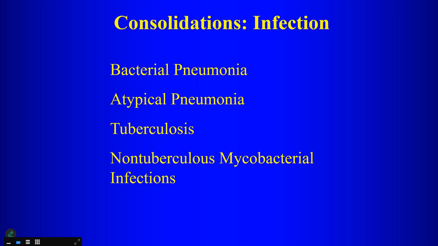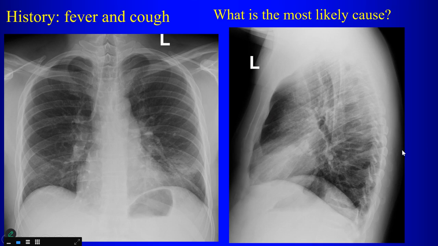So today we start our discussion on infections. If I tell you that history here is fever and cough, here's a chest radiograph, what do we see? There's a consolidation in the left lung base. Where is it on the lateral? On the lateral, this is more anterior. Yeah, so it's over here overlying the heart.